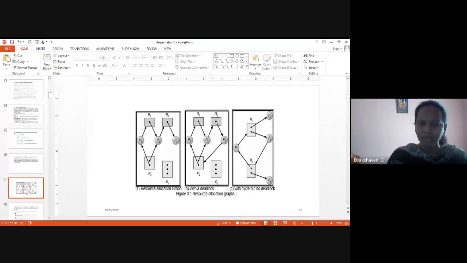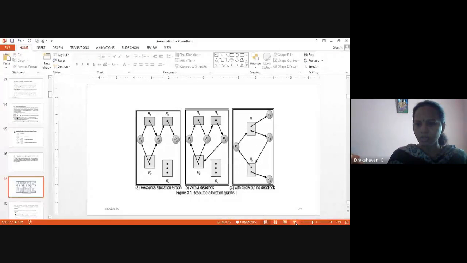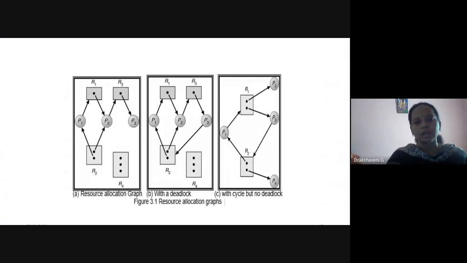Yes, anybody? Why do we use a circle? What is the use of this? Okay, circle is used for process and rectangle is used for resources.